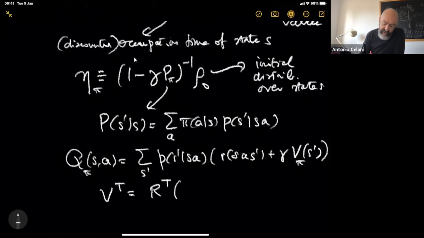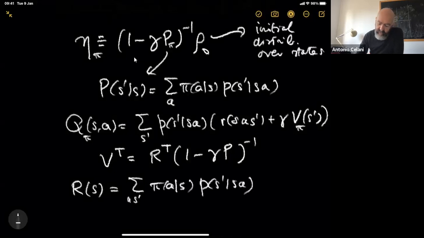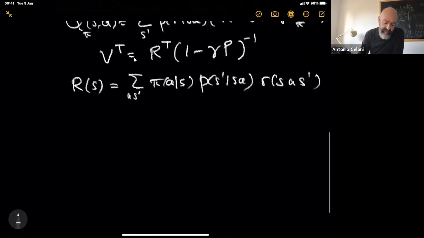This is just R transpose (1 minus gamma P) to the minus 1. This is the same capital P that is above. And what is this R? It is a row vector whose entries are just the expected rewards starting from state S. So if I'm in state S, I take action A according to my policy, I end up in state S prime according to my transition probability, and then I collect an average reward r(S, A, S prime). Okay, so far so good. This is just a very short summary of the definition. So in practice, okay, so let's go back to our example when there are two states and two actions.